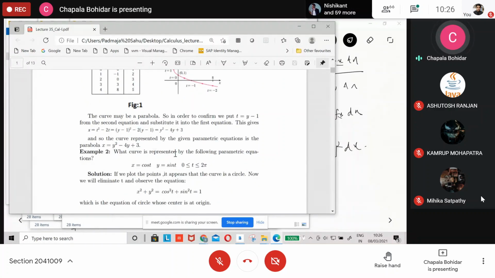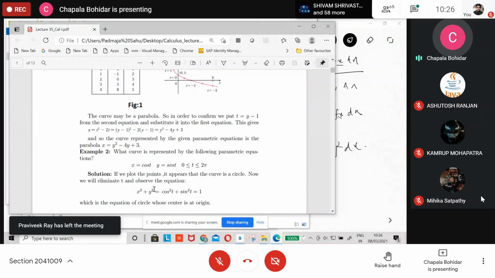What curve is represented by the following parametric equation: x is equal to cos t, y is equal to sin t, where t lies from 0 to 2 pi. All of you very well know that it is the equation of the circle. Because you see, x square is equal to cos square t, y square is equal to sin square t, x square plus y square is equal to 1. All of you know the equation of the circle is x square plus y square is equal to r square, passes through the center at origin and radius is r. So here we get x square plus y square is equal to 1.